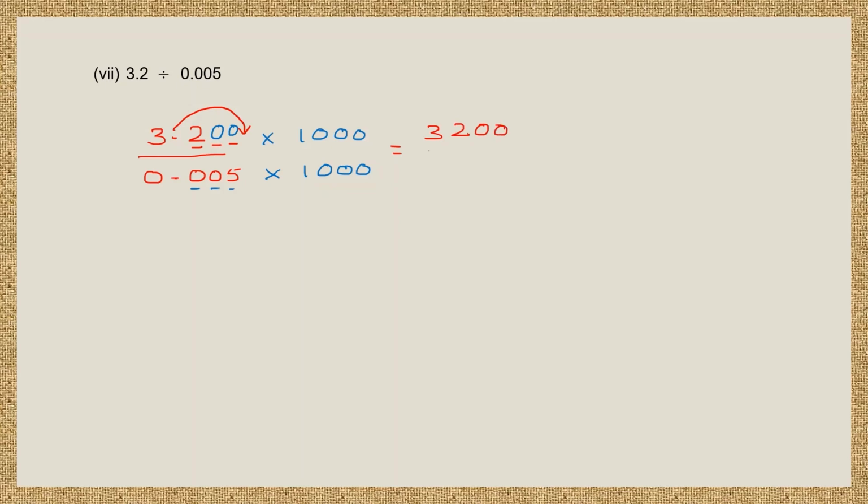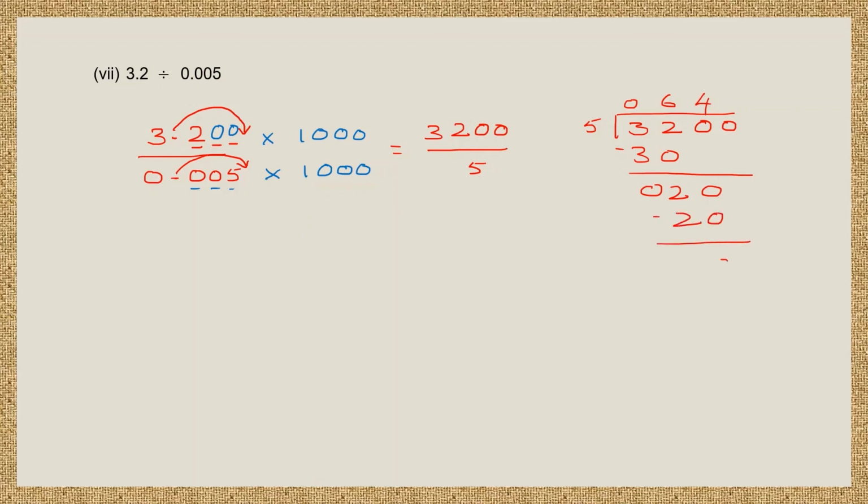3200. And in my denominator, the point moves 3 places and it comes here. So it is simply 5. So let's divide 3200 by 5. 5 sixes are 30, minus, 2, and bring down 0. 5 fours are 20, minus, and bring down the 0. 5 zeros are 0. So my answer is 640.